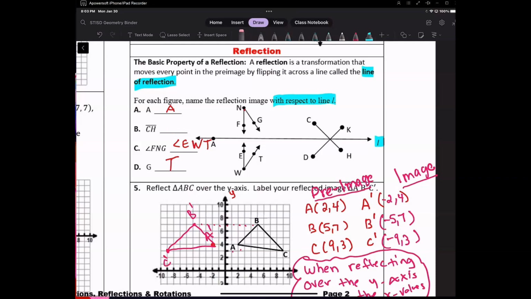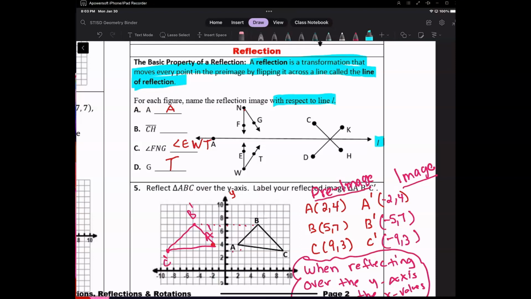Today's lesson has to do with reflection. I kind of started already just to get a little bit ahead, but I'm going to read this through the lesson here. The basic property of a reflection is a transformation that moves every point in the pre-image by flipping it across a line called a line of reflection.